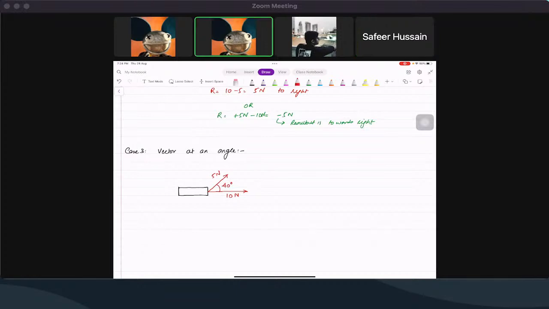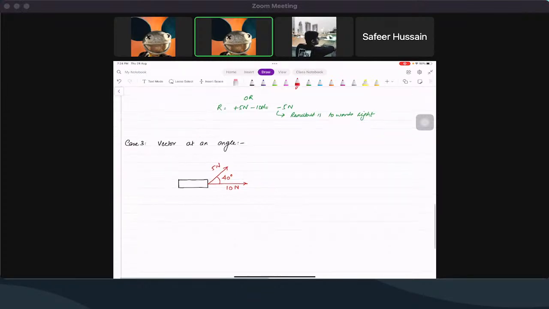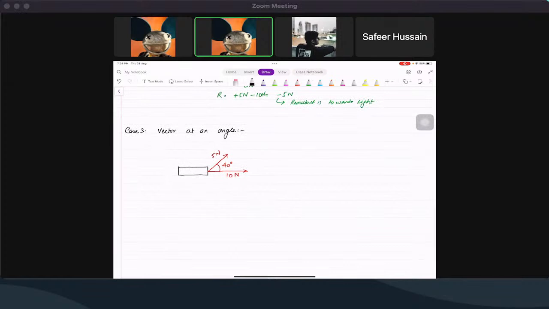Okay. So basically, you have 10 newtons on the right and 5 newtons at 40 degrees. So to do this sort of vector, first we're going to check out the graphical method of vector triangle.